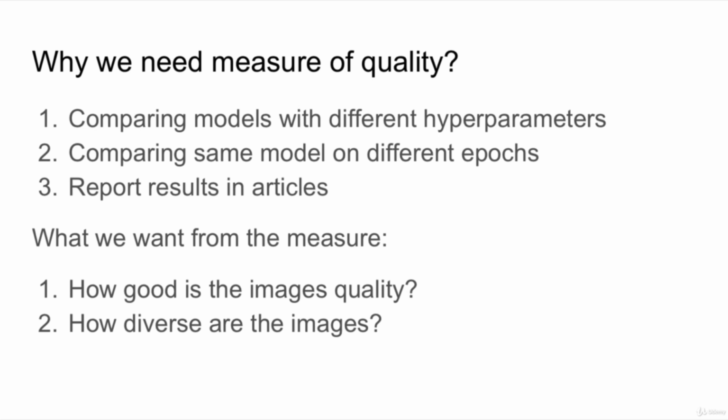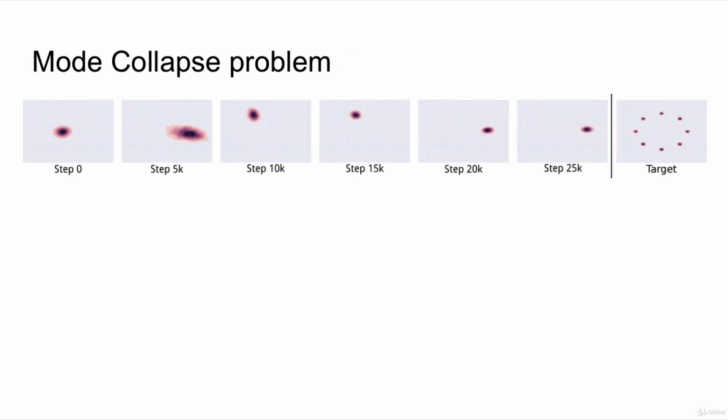We want our measure of quality to correlate with two aspects. First, what is the quality of our synthetic images? How good are they? And second, how diverse is our generated set? Does it cover all image classes, or does it generate only one image each time? The second requirement is very important.